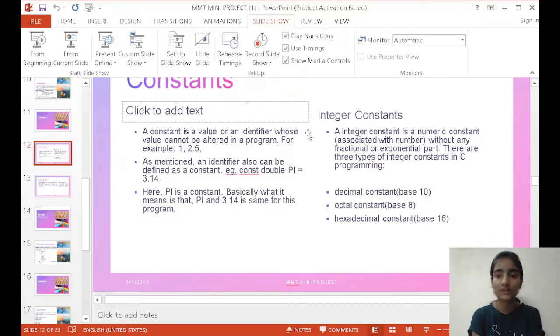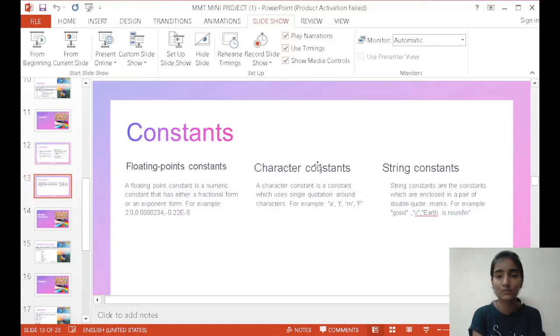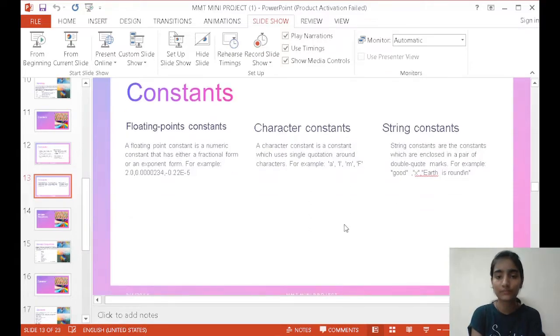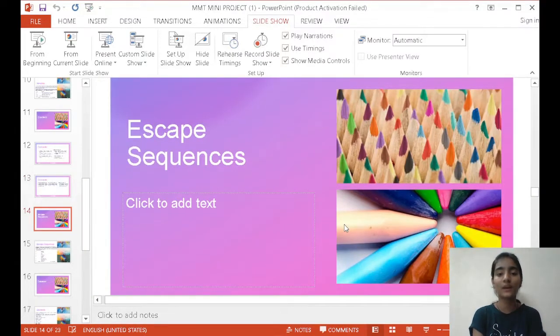Now we will study what is an integer constant. So an integer constant is a numeric constant which is associated with numbers. Next is a floating constant. So a floating constant is a numeric constant but it has a fractional form. A character constant is used with a single quotation. A string constant is used with a double quotation. So the difference between the character constant and the string constant is it has the single quotation and string constant has a double quotation.